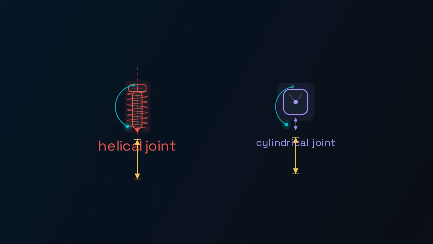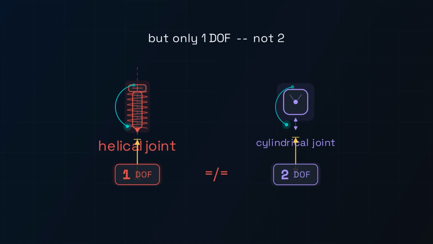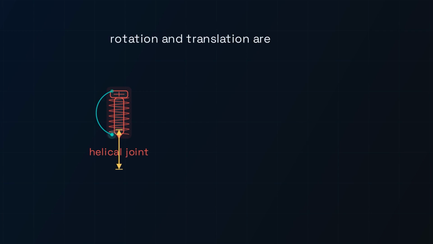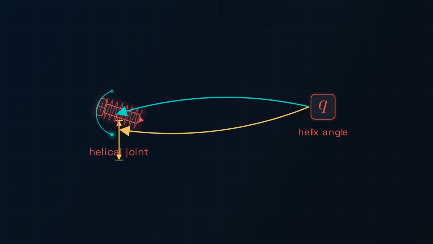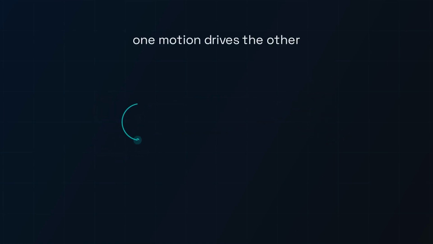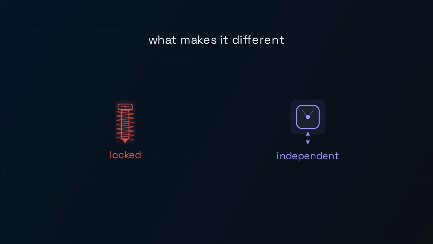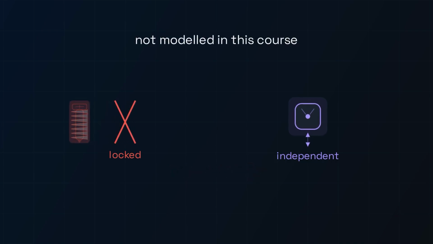So at first, it does look similar to a cylindrical joint, but it only has 1 degree of freedom and not 2. The coupling between the rotation and the translation means that one number, the helix angle, is enough to tell us the displacement as well and describe everything. One motion drives the other. That coupling is what makes a helical joint different, and it's also what makes them a little harder to work with mathematically. For that reason, helical joints are not something that we'll model in this particular course.